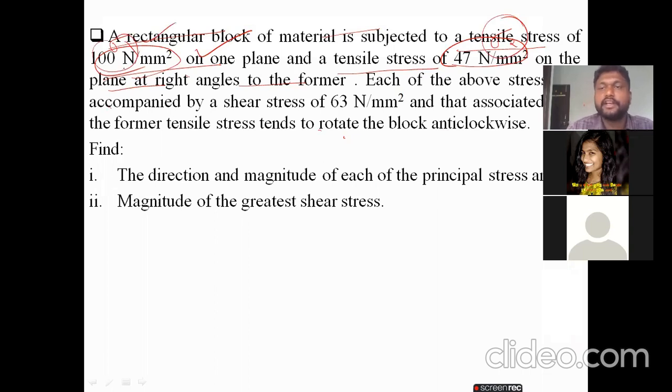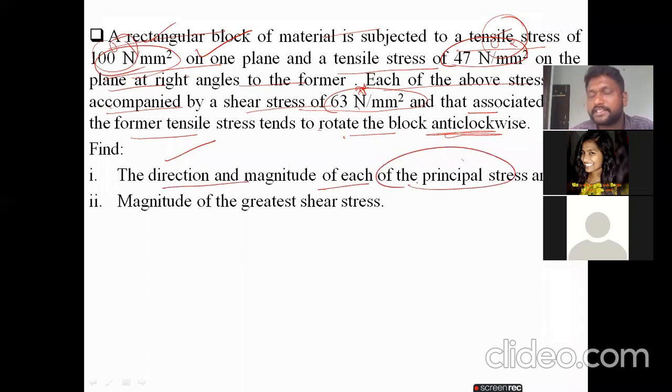Next, each of the above stresses is accompanied by a shear stress of 63 Newton per mm square. 63 is the tau value. The tau value is 63 Newton per mm square, and that associated with the former tensile stress tends to rotate the block anti-clockwise. Anyway, I will write that. How to find: the first one is the direction and magnitude of each principal stress, that is the major principal stress and also the minor principal stress. First we have to calculate that, and next the magnitude of the greatest shear stress. So we have to calculate the magnitude of the greatest shear stress.